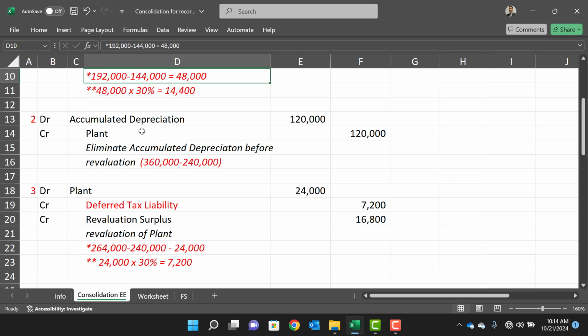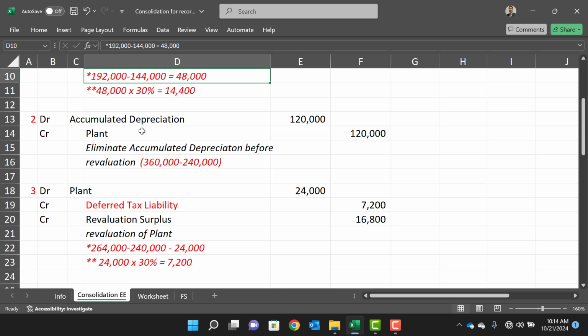For the next one, debit accumulated depreciation and credit plant. This is done before you do the revaluation for plant. We call this the net method in revaluation recognition. The difference is 120,000 kina.